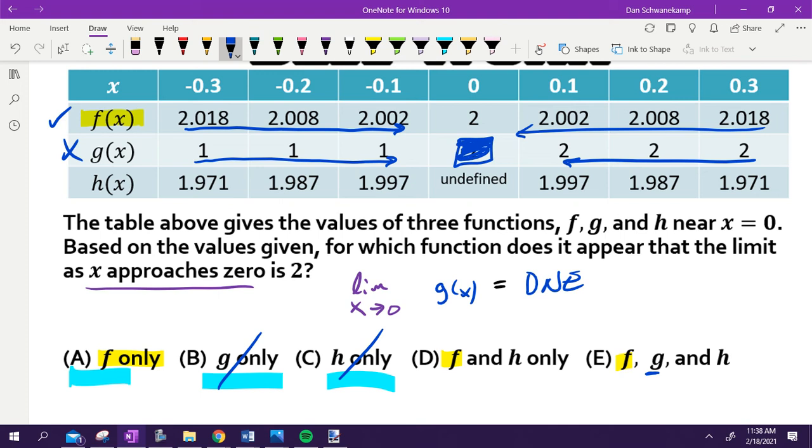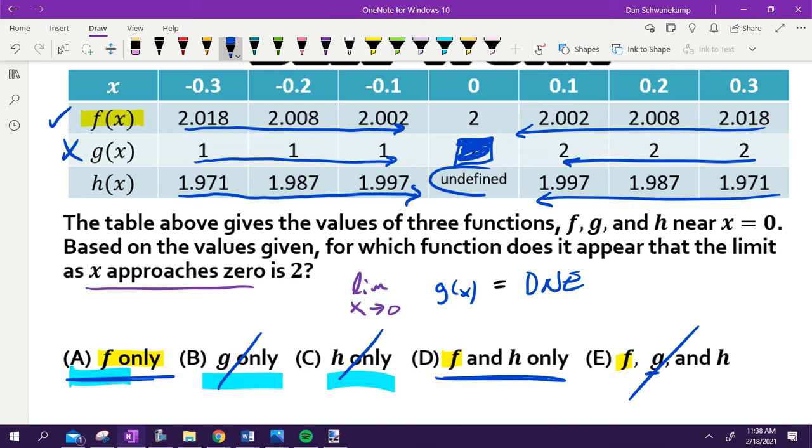Last one. So now, it's not E. We're making the decision: is it A or is it D? For H, I got 1.971, 1.988, 1.997, and we're going this way. Oh, but it's undefined. So since it's undefined, then the limit is D and E, correct? No. Do we care what happens at 2 or at 0? No, this doesn't matter. All we need to do is look at from the left and the right. From the left and the right, am I approaching the same number? Yeah. And what number am I approaching? 2, which is the whole goal. Am I approaching 2? Yes, I am. The answer is going to be D.